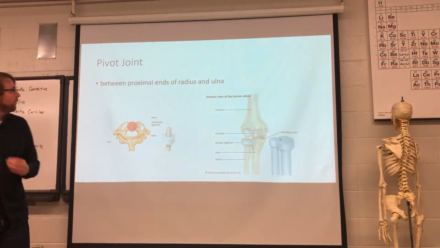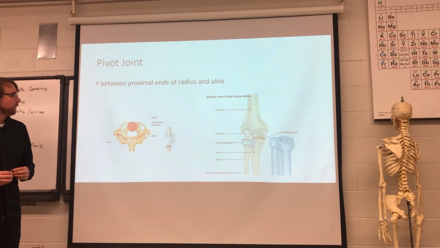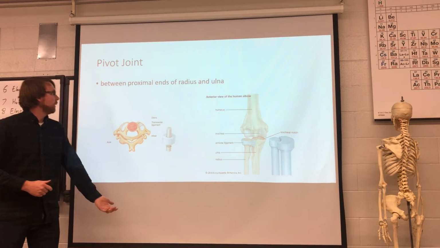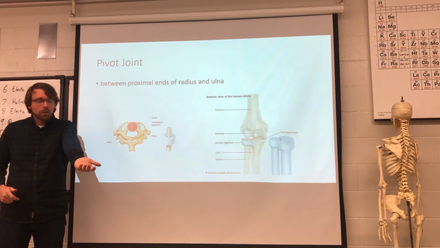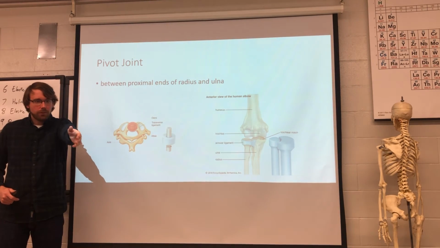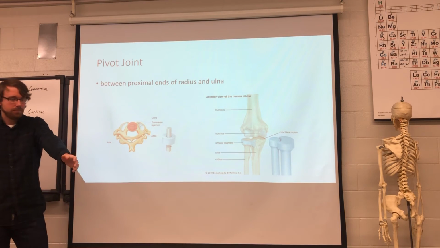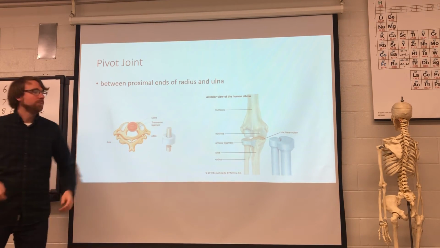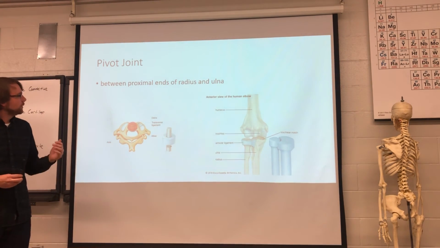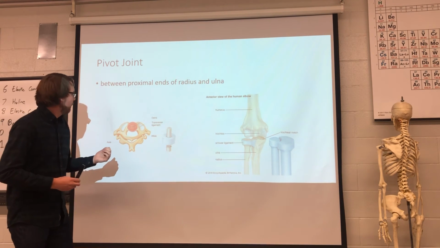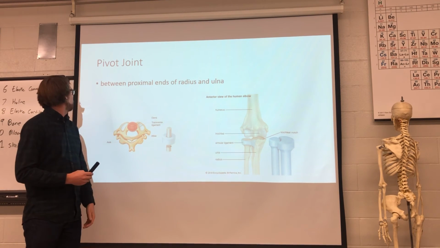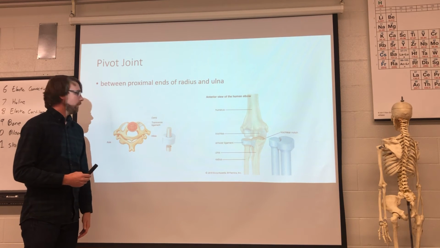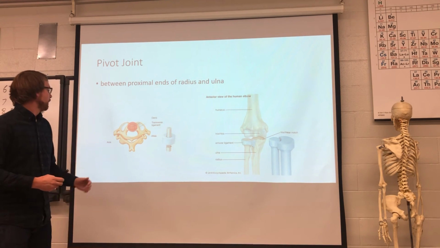You have pivot joints. You have two famous pivot joints. You've got a pivot joint with your radius and your ulna that allows your arm to do this, which is rather handy. Get it? Handy. You also have a pivot joint with your atlas and axis. Allows you to rotate your head.